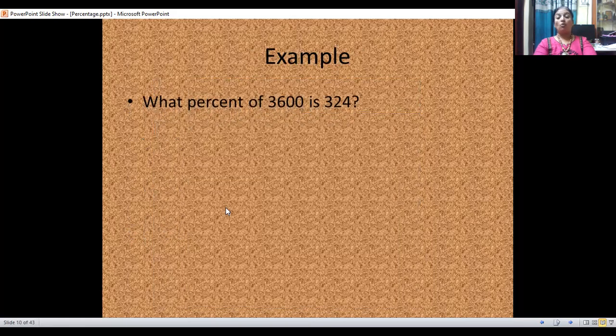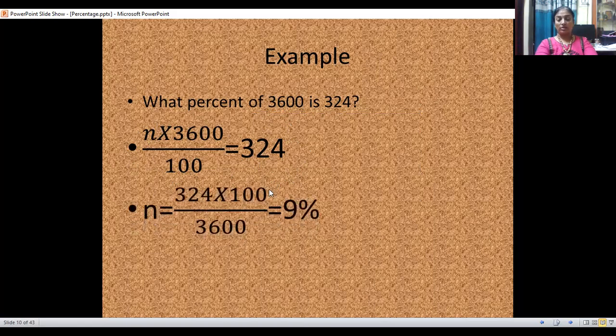What percent of 3600 is 324? Here the number is given, isn't it? In the earlier problem, the number was missing. Here we are given the number, but we don't know the percentage, so we have kept it as n. N upon 100 into the number 3600 is equal to 324.